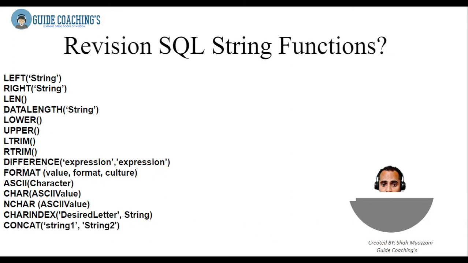Then we have learned about concat. Concatenation is done whenever we are taking two strings and adding them. We can do it with the concat function, we can do it using the plus sign, and we can do it with the third method, that is concat_ws, with a separator.